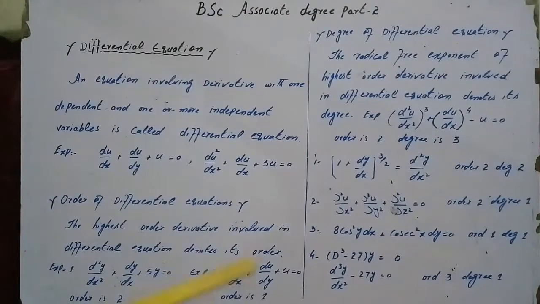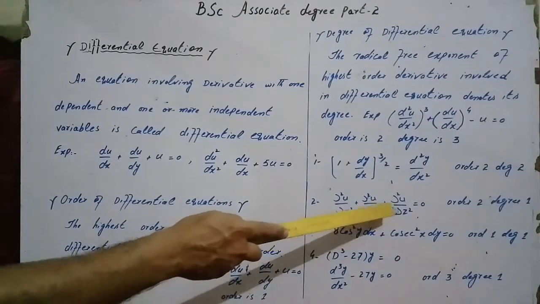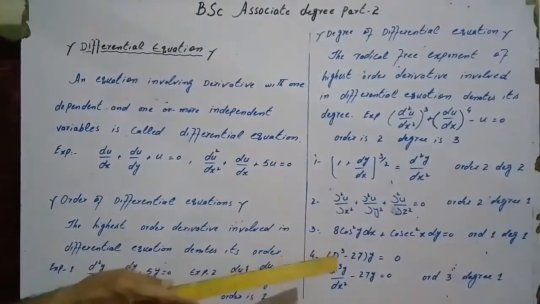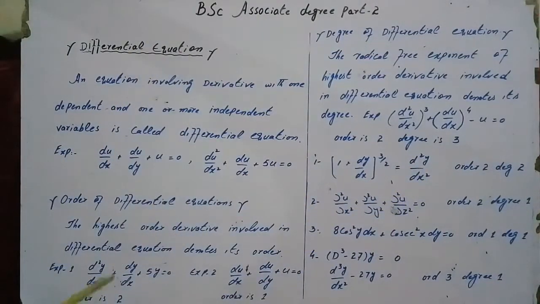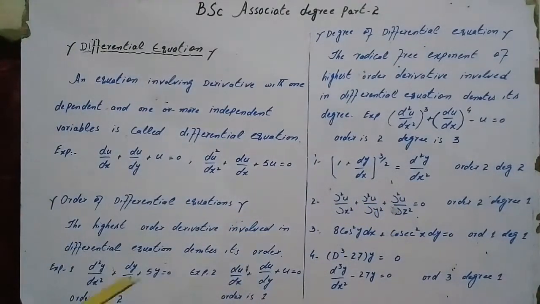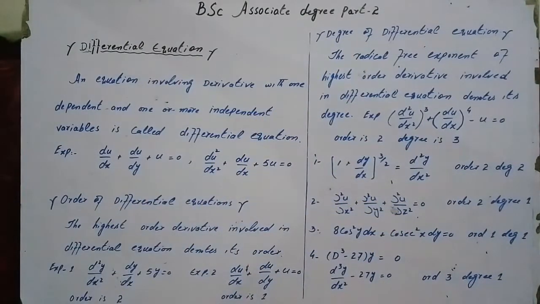Second example: partial square u over partial x square plus partial square u over partial y square plus partial square u over partial z square. That is a partial differential equation because the dependent variable is u in all cases and the independent variables are x, y, and z. Here the second order derivative is involved in each case, so the order is 2 and the degree is 1 because the exponent of each second order derivative is 1. So order is 2 and degree is 1.